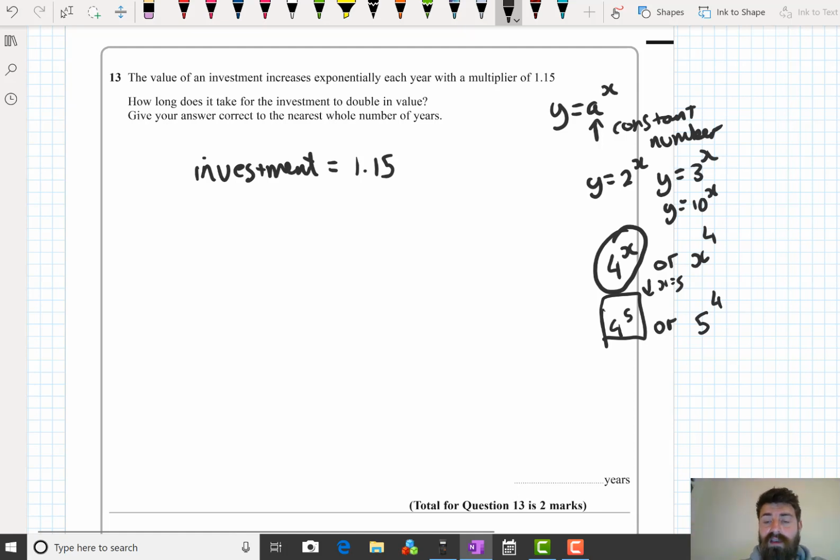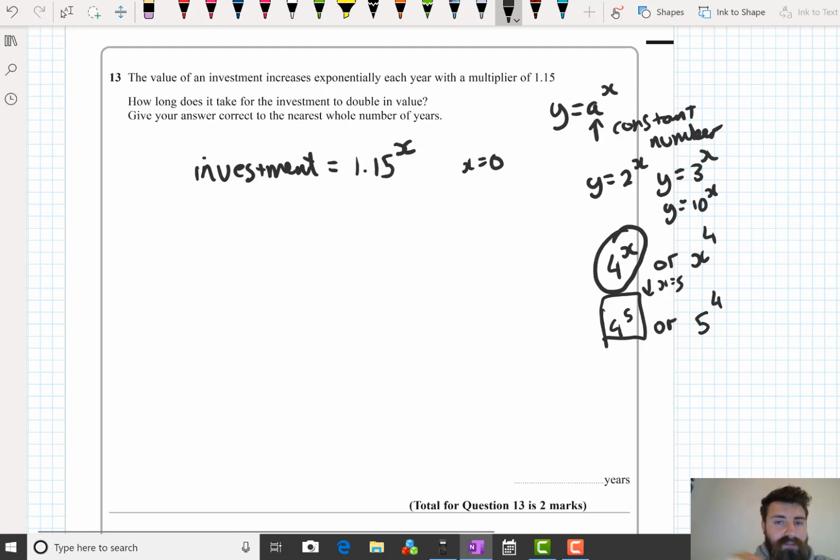So it's increasing exponentially with a multiplier of 1.15. So that's our number, that's our constant if you like, and then each year, so it's increasing exponentially each year with a multiplier 1.15. So how long does it take for the investment to double in value? Well, if we say that this part is the number of years, well, when you first put your investment in, that's no years have gone past. x equals 0.